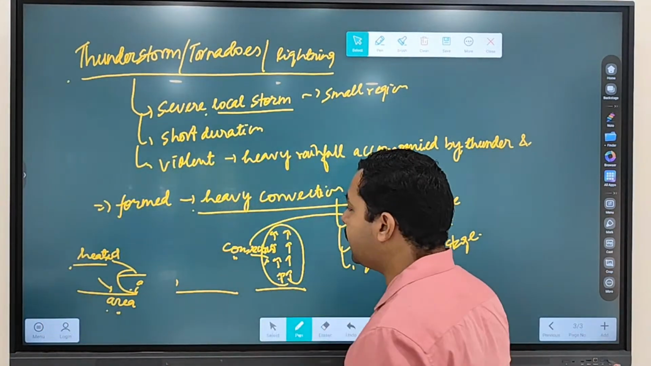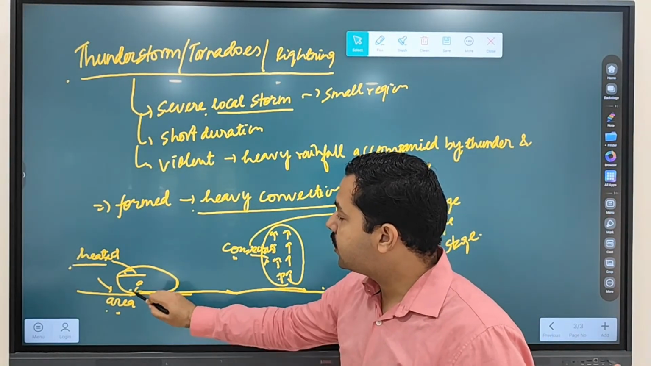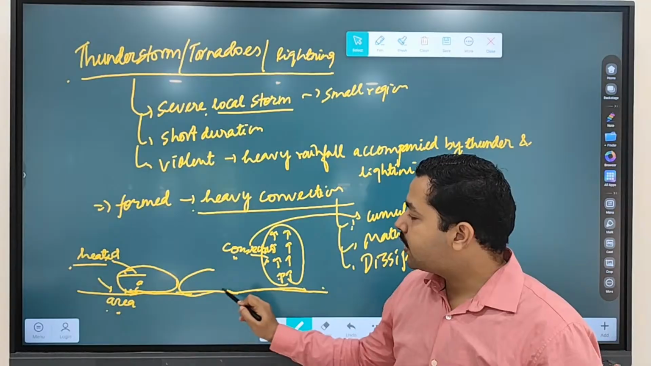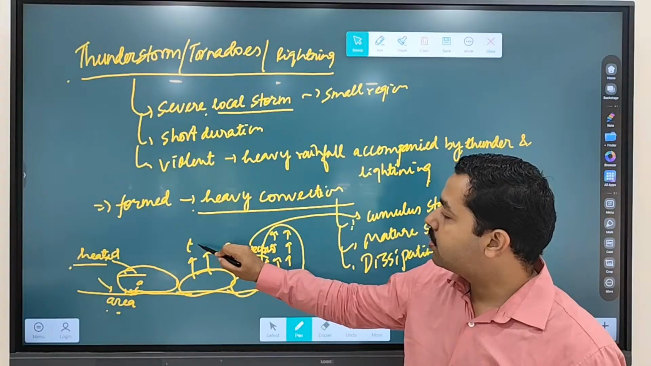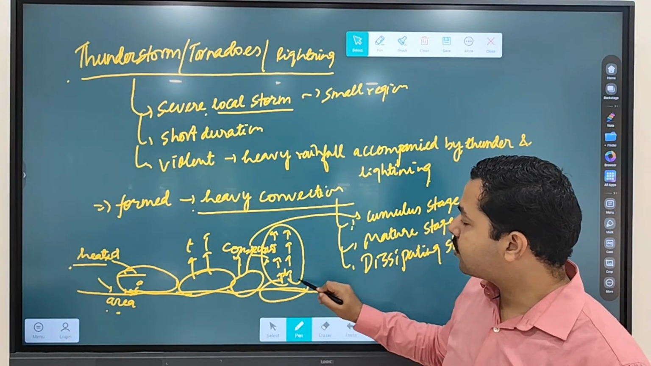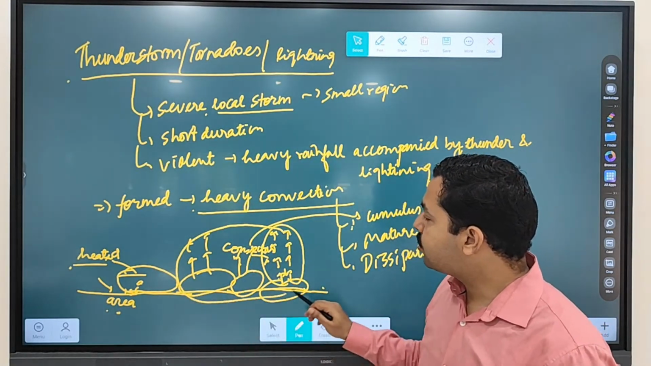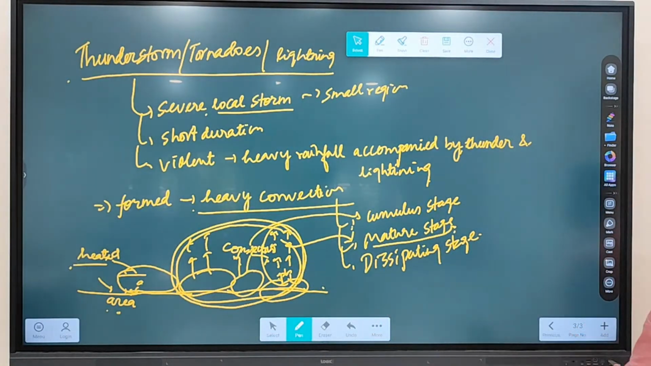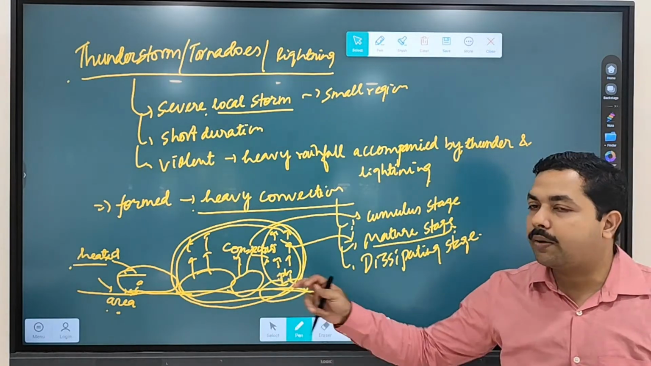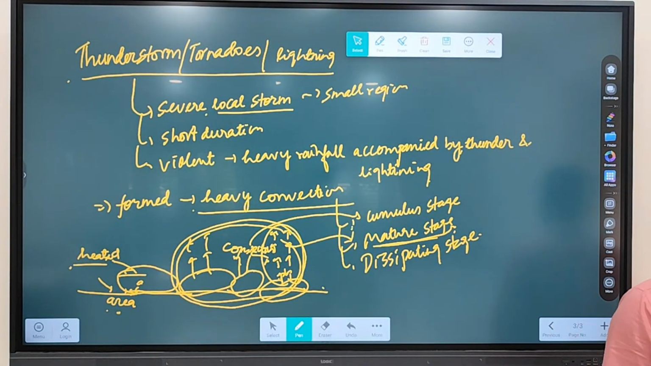Now, let's say this is Earth's surface. This area is heated. Now this area is also heated. Here also you see convectional currents are rising. This area is also heated. Here you will see convectional currents rising. When all these merge together and become bigger, it is called the mature stage. Clear? When many local convectional currents combine together, it becomes a mature stage. Clear?